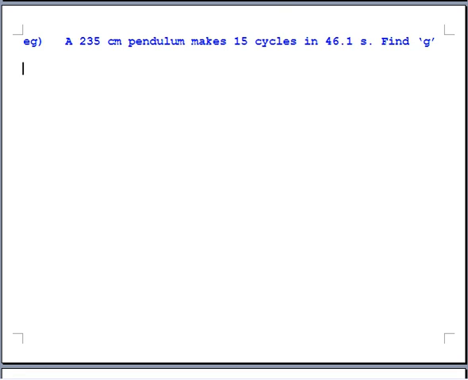A 235 centimeter pendulum makes 15 cycles in 46.1 seconds. We are asked to find g. You look at that and say, okay, we're talking pendulums and we're finding g. Let's use the equation that we just came up with: g equals 4 pi squared L all over T squared. Now we have a couple of issues in this question that hopefully you can recognize.